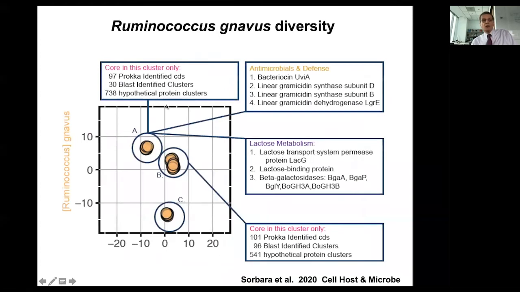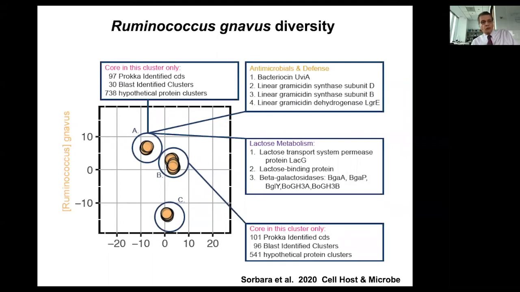Here, we're looking at Ruminococcus navus, another organism I already mentioned to you. Again, it divides up nicely into 3 clades. Again, they differ in terms of their metabolism, and also differ in terms of the antimicrobials that they produce, gramicidins in this case. So a lot to be learned about these kinds of organisms.